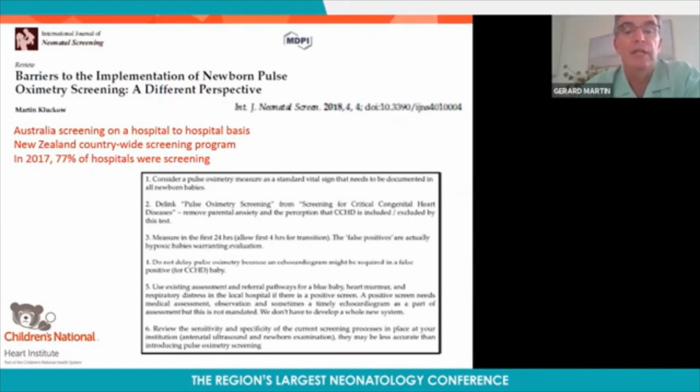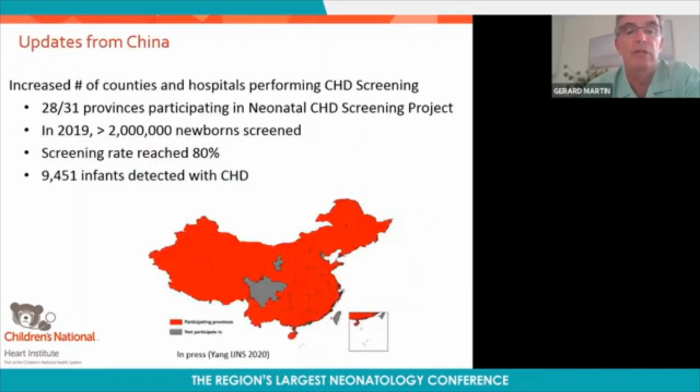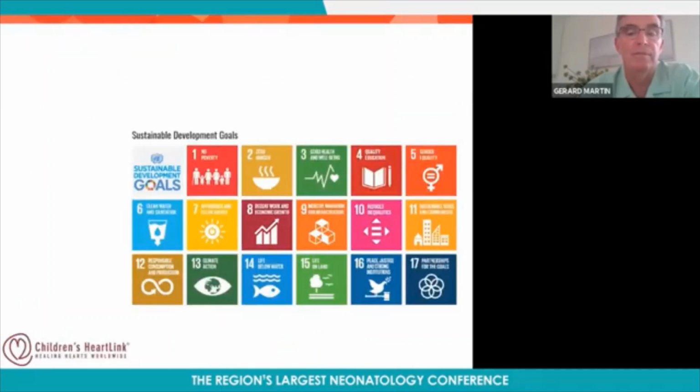Australia and New Zealand, even though they do not have a country recommendation, a survey of the hospitals revealed that 77% of the hospitals are screening in Australia and New Zealand, quite impressive. China now has a national recommendation to screen, and 28 out of 31 provinces are screening. In 2019 alone, they screened 2 million babies. And by their report, they found 9,451 infants with congenital heart disease.